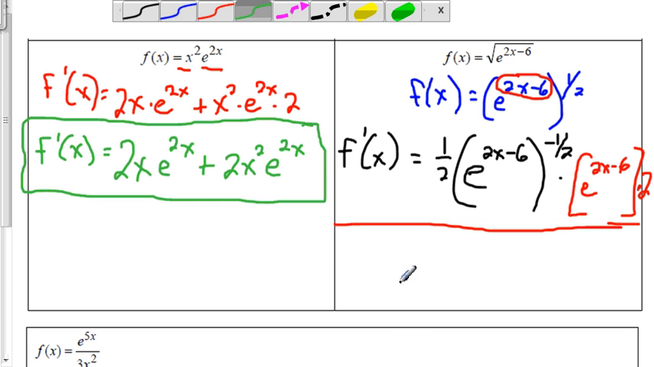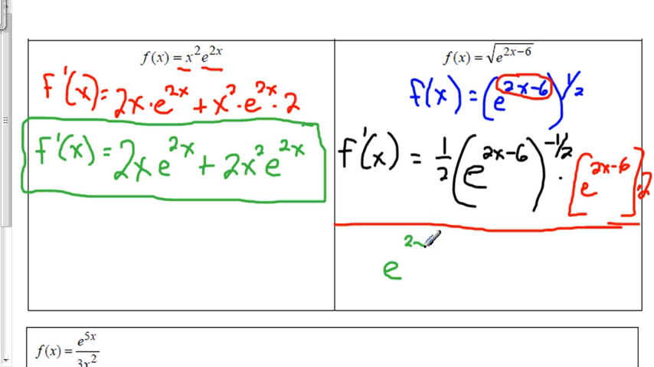So when I have e to the 2x minus 6 all to the 1/2 power, hey, raise a power to a power, that multiplying 1/2 times 2 is just 1. Negative 6 times 1/2 is negative 3. So now I have to do the derivative of that, and that's much easier than simplifying all this.